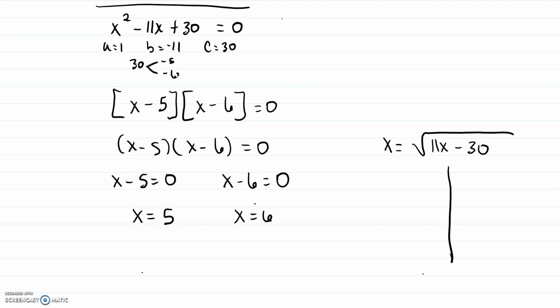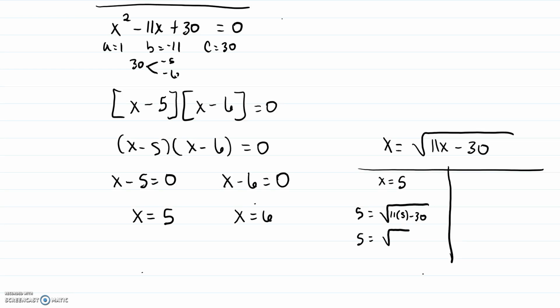Okay, let's start with x equal 5. So we're going to plug it in, and as long as we plug it in and it equals a true statement, we can use it. So 5 equals the square root of 11 times 5 minus 30. 11 times 5 is 55. Minus 30 is 25. The square root of 25 is 5. So 5 can be used as a solution.